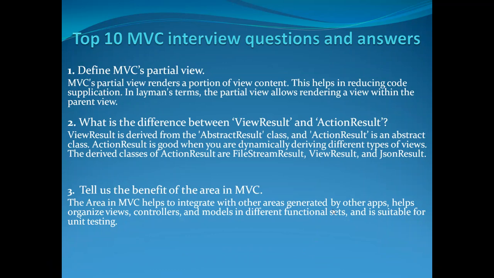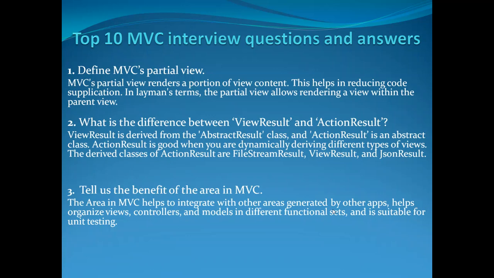Define MVC partial view. What is a partial view? The MVC partial view renders a portion of view content. This helps in reducing the code. A partial view allows rendering a view within the parent view. Its concept is that it does not require any start page. For example, in our UI section, it requires a header part and a footer part. For that purpose we create a partial view. This view is included in our application, in our project. So this is the purpose we use partial views.